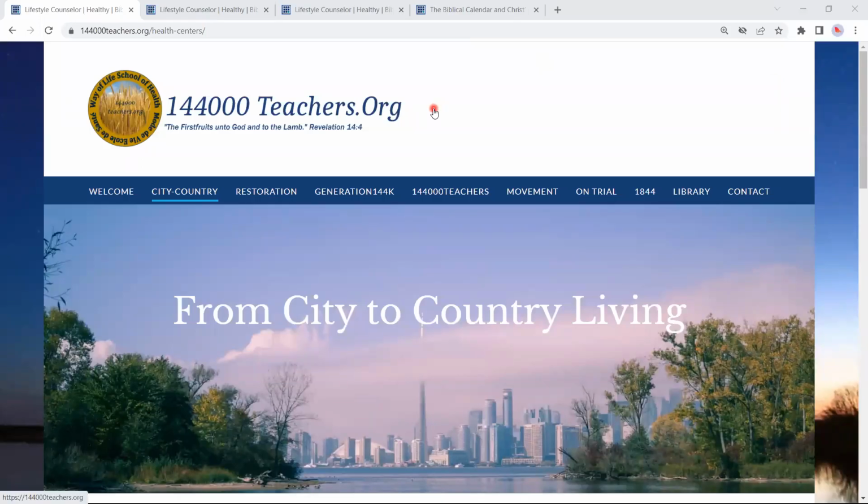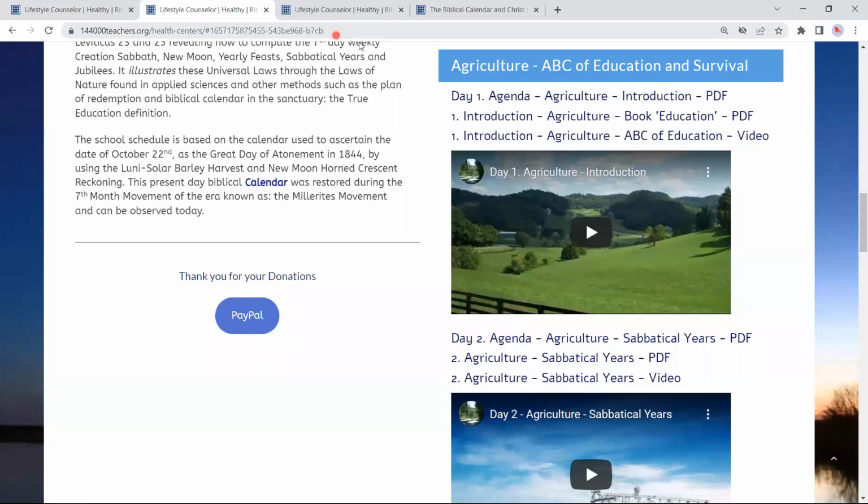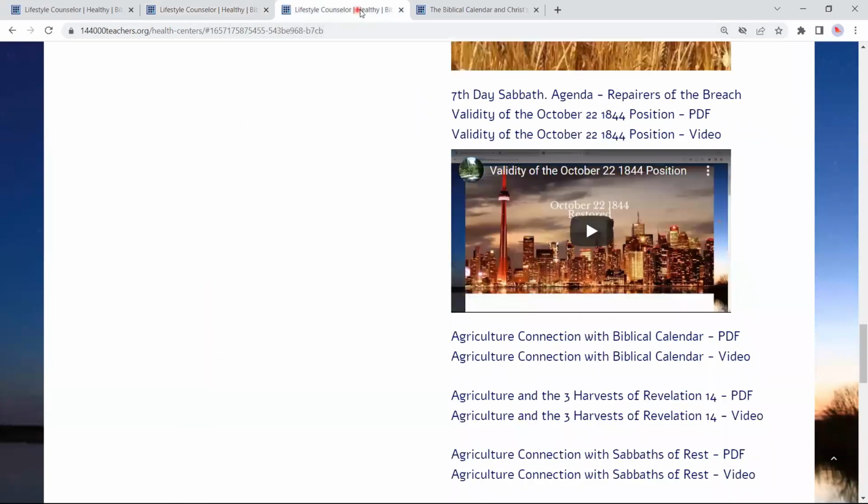Welcome to 144,000 teachers, the first fruits unto God and to the land. From the School of Agriculture, the ABC of Education and Survival. The 7-day Sabbath agenda, the repairers of the breach. Studying the research on agriculture and its connection with the biblical calendar.